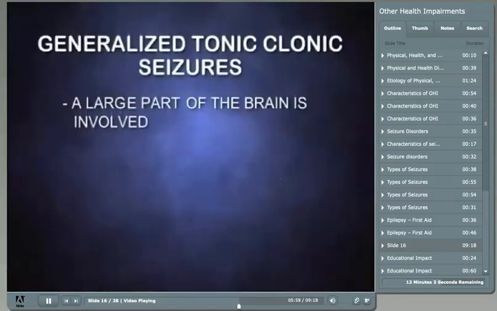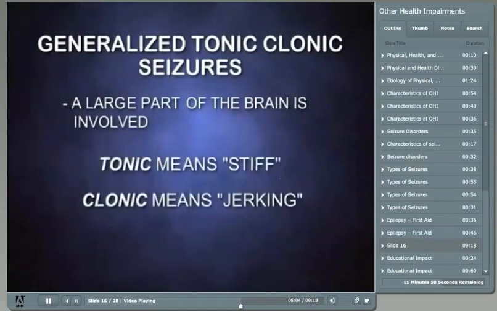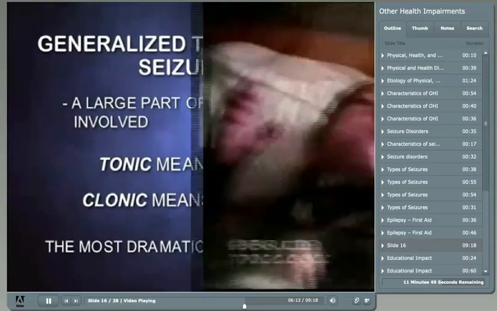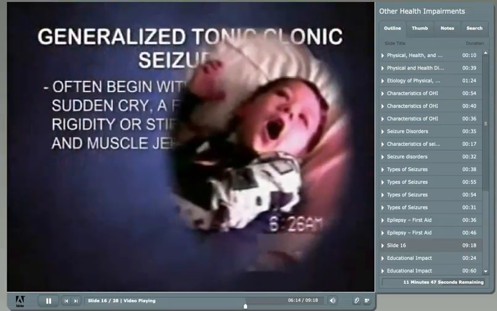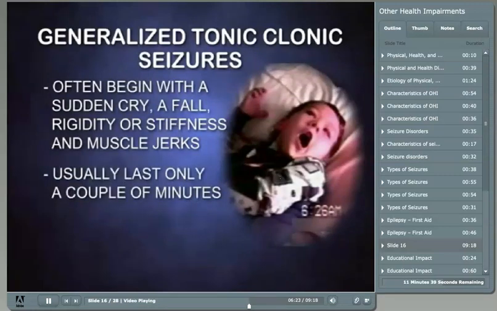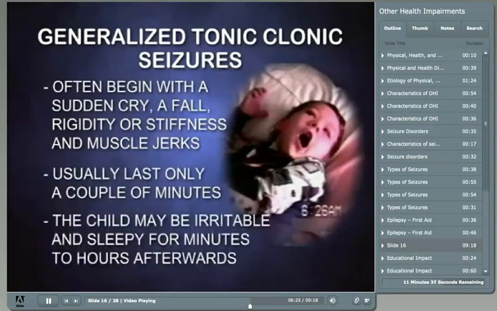A large part of the brain is involved in generalized tonic-clonic seizures. Tonic means stiff and clonic means jerking. Generalized tonic-clonic seizures are the most dramatic of all seizures. They often begin with a sudden cry, a fall, rigidity or stiffness, and muscle jerks. They usually last only a couple of minutes, and the child may be irritable and sleepy for minutes to hours afterwards.